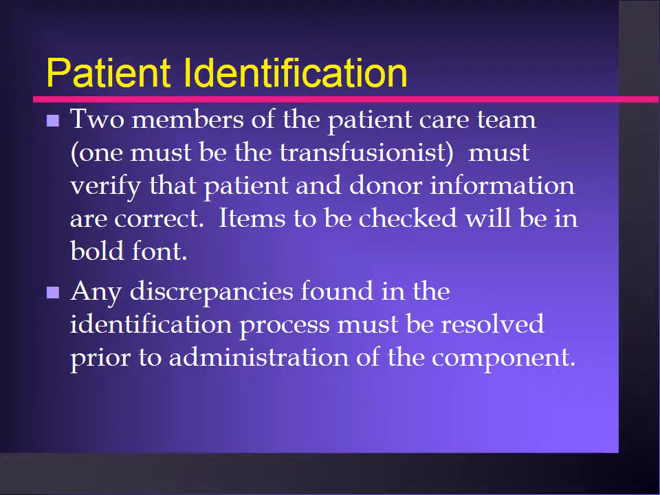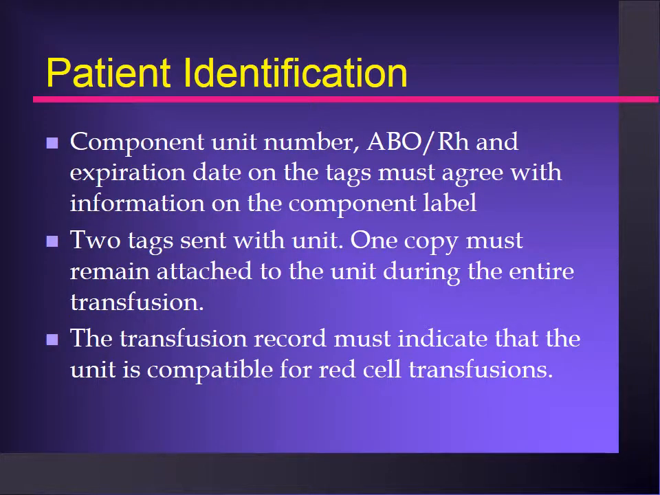2 members of the patient care team, one of whom must be the transfusionist, must verify that the patient and donor information are correct. Items that need to be checked are in bold font on the transfusion tags that are sent. Any discrepancies must be resolved prior to administration. Component: the component unit number, ABO/Rh, and expiration date on the tags must agree with the information on the component's label.